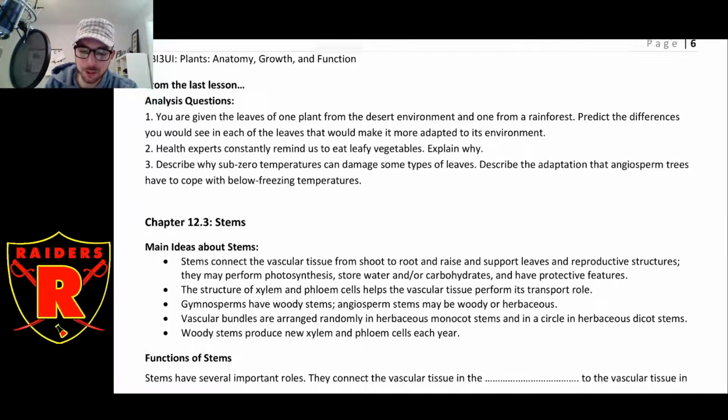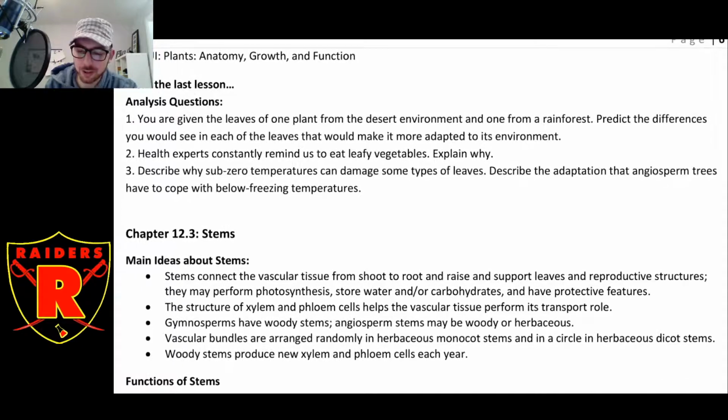So one of the questions here was this idea that you're looking at a leaf from a desert environment and one from a rainforest. So what are some potential differences you'd see in the leaves that would make them more adapted? The big difference here is the amount of water, obviously, that's present. Desert being very low water and the rainforest being very high water.